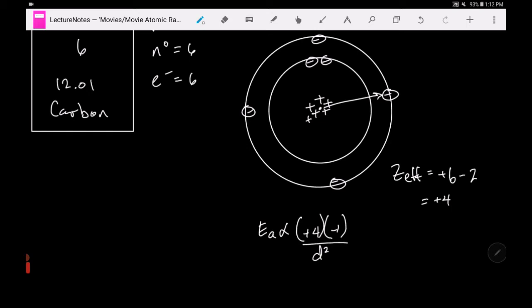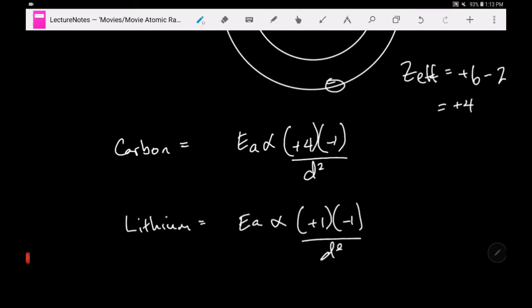Since carbon has an effective nuclear charge of +4, we would expect the carbon atom to be smaller. The greater effective nuclear charge is going to make the force of attraction greater, which is going to make the carbon atom smaller than the lithium atom. Now, this is only true because the valence electrons for both are in the second energy level. So carbon's atomic radius would be less than lithium's atomic radius.